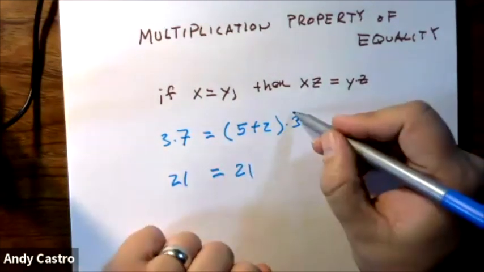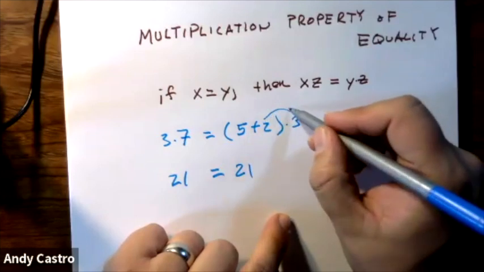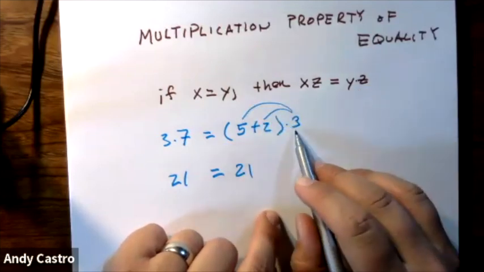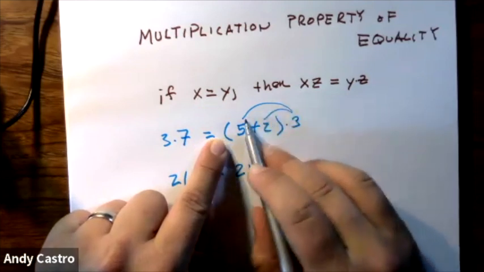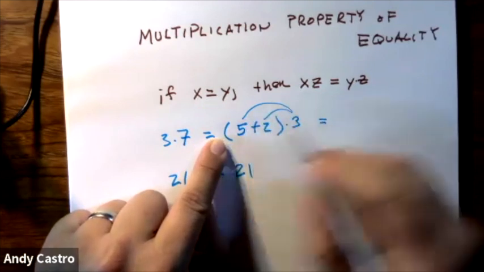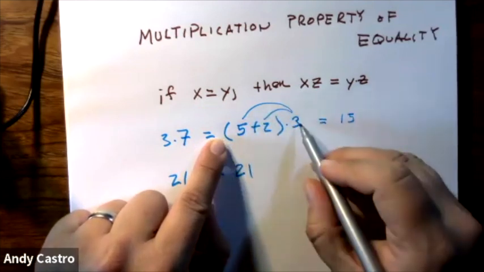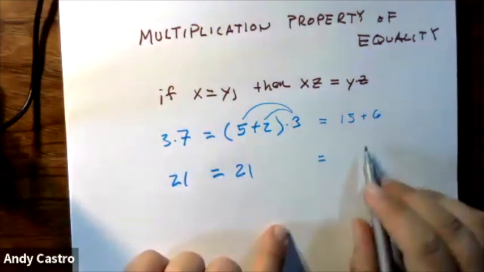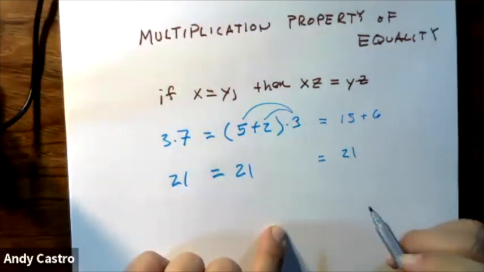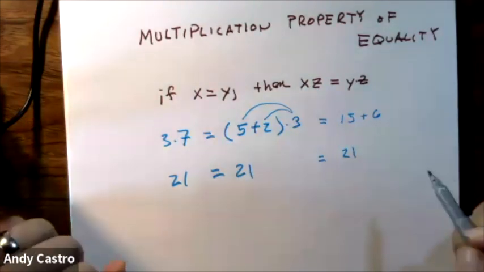But I also learned distribution. So what happens if I distribute the 3, since it's being multiplied by the quantity here? I can distribute this inside. That's 3 times 5 is 15. 3 times 2 is 6. And 15 plus 6 is 21. So either way, it works out.